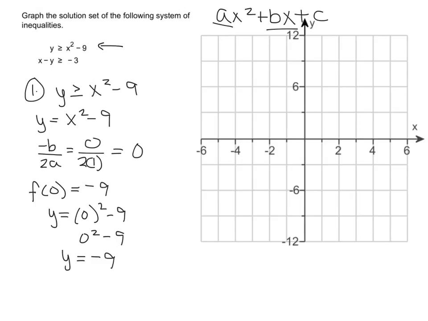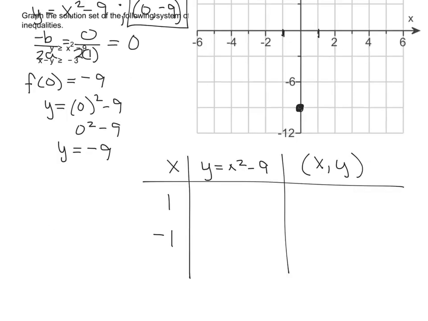So my vertex is 0, negative 9. If we plot this on our graph, we'll have a point here at 0, negative 9, and the y-axis counts by 3's in this case. Now I want to find a value on the right and left of the vertex. So I'm going to choose x equals 1 and x equals negative 1 and find ordered pairs. So I just created an xy chart.